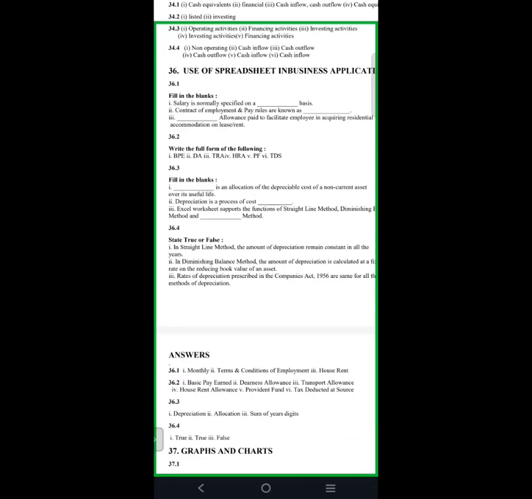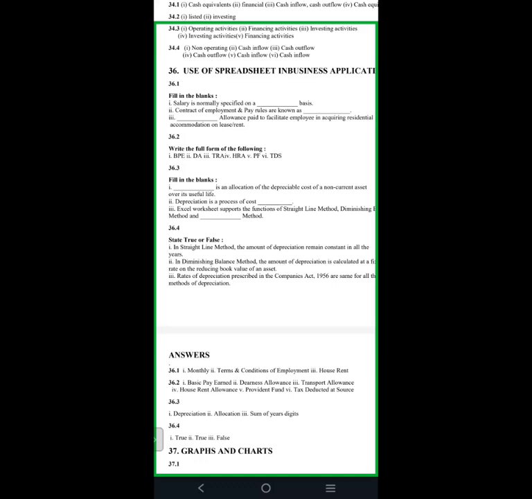Salary is normally specified on a dash basis. നമുക്കറിയാം monthly basis ആണ്. Contract of employment and pay rules are known as dash. Terms and conditions of employment. Dash allowance paid to facilitate employees in acquiring residential accommodation on lease or rent. House rent allowance ആണ്. HRA എന്നൊക്കെ പറയും.